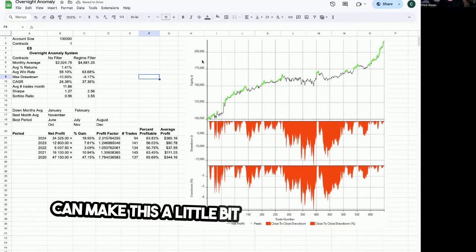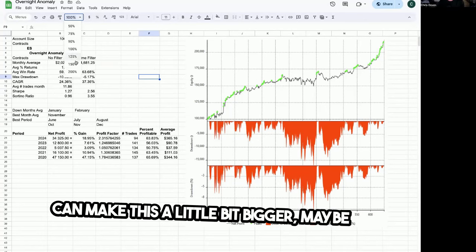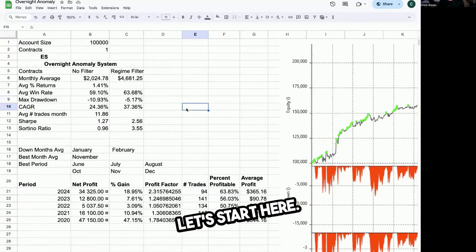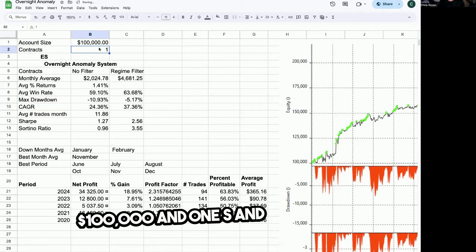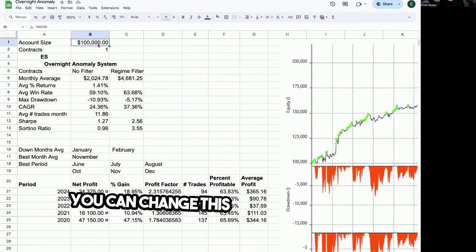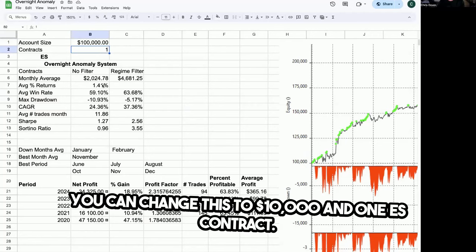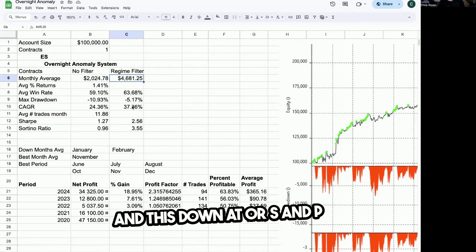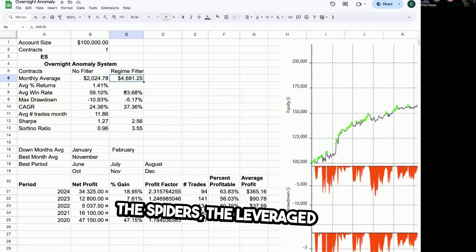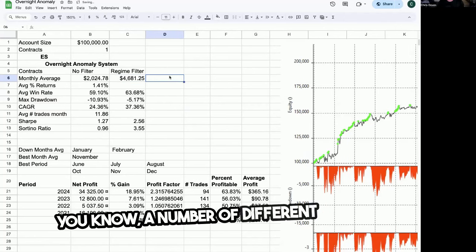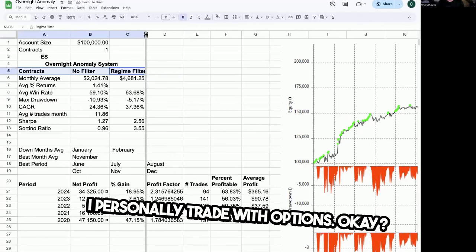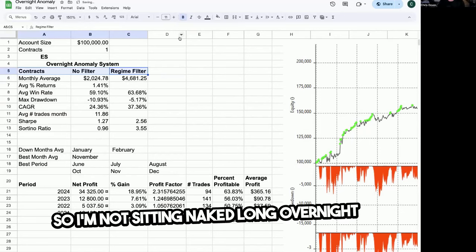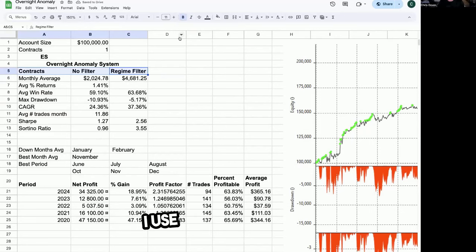Let me see if I can make this a little bit bigger, maybe 150. Sure. Let's start here. This is using an account size of $100,000 and one S&P E-mini contract. You can change this to $10,000 and one ES contract, or the S&P 500 Spider, the leveraged ETFs, a number of different ways to do it. Let me just say what I personally do. I personally trade with options. So I'm not sitting naked long overnight because I don't actually use stops on this. I use the option premium. I buy calls on this.